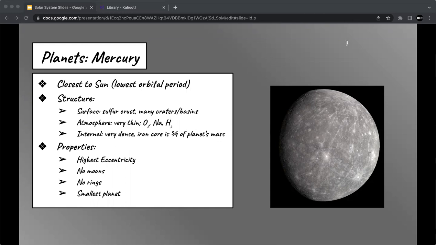And Mercury's internal structure is very dense. Some properties: out of all the planets, Mercury has the highest eccentricity, which means it has the most oval shaped orbit, so like the least circular. Mercury has no moons, no rings, and it's the smallest planet.